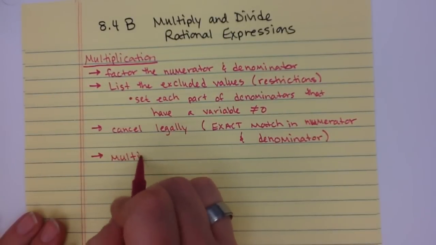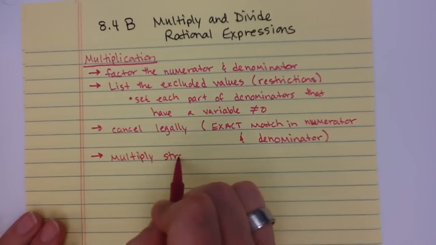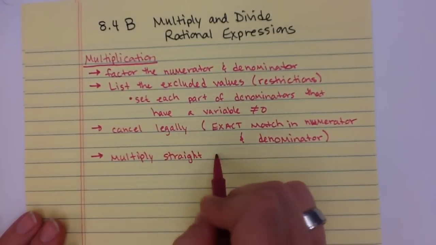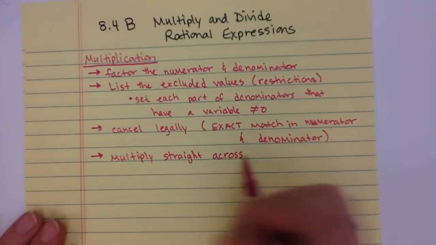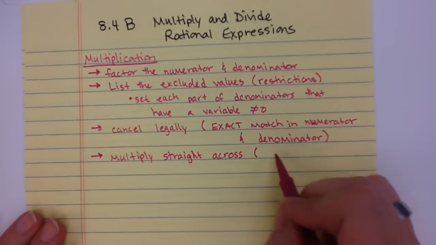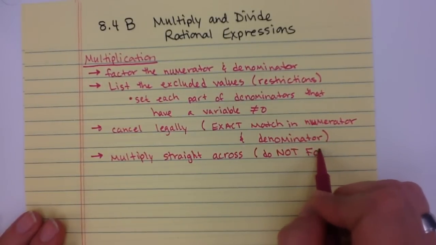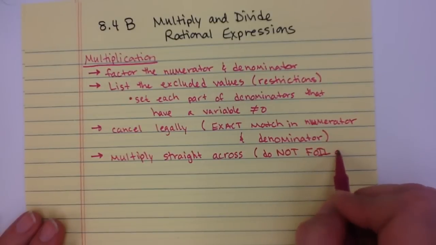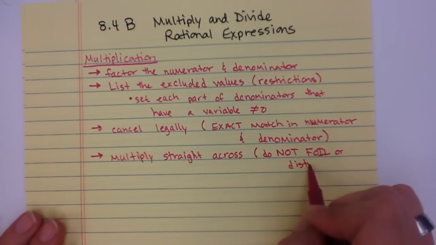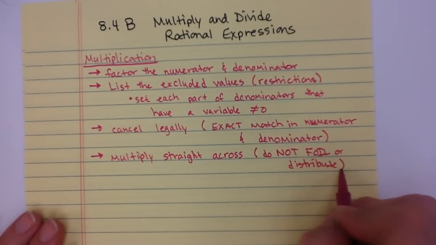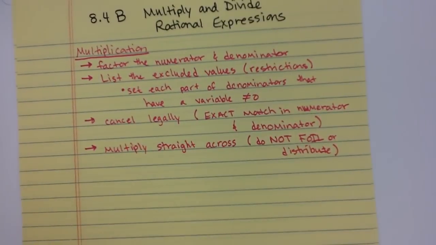Then we will multiply straight across. And once you've done that, you are not going to FOIL. So do not FOIL or distribute. We'll just leave things in parentheses. It'll be tidier that way and take us less time. Let's look at a couple of examples.